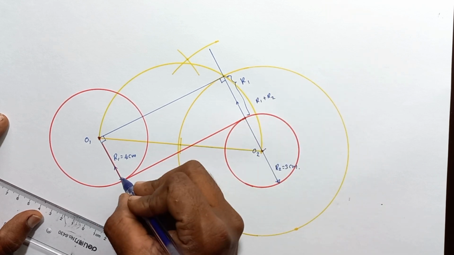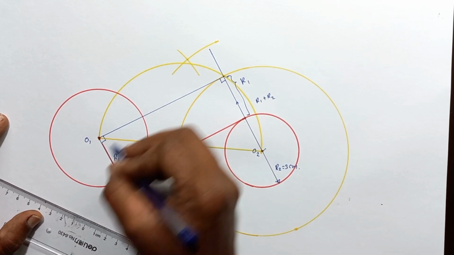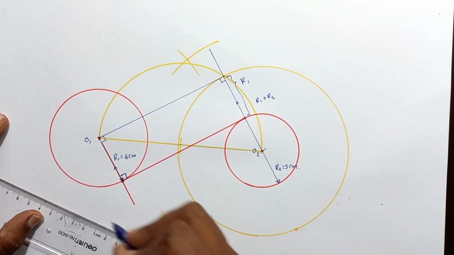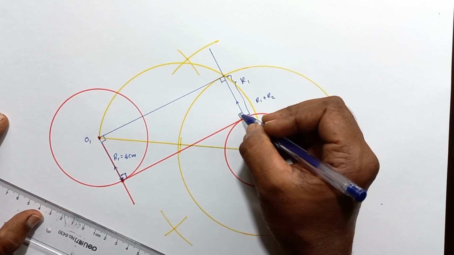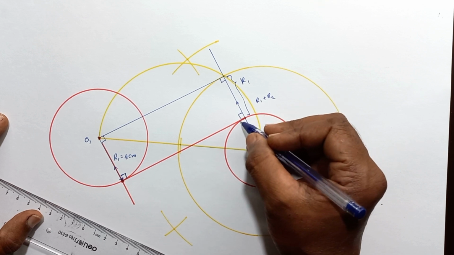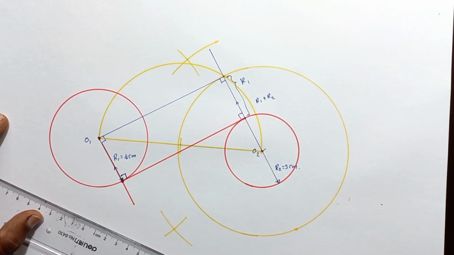This one is R1. This is a rectangle, so this one is a 90 degree. This one also a 90 degree. You can see this radial line makes the 90 degree with this line. So that it becomes the common tangent to both the circles.